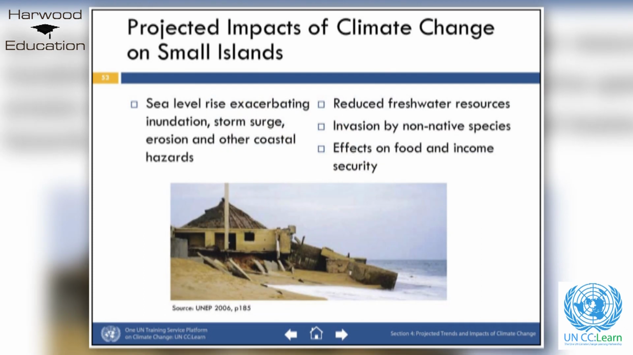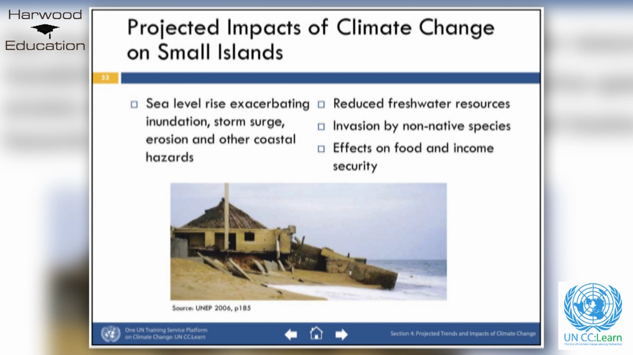Projected impacts of climate change on small islands. Many small islands, for example in the Caribbean and the Pacific, will experience reduced water resources to the point where they become insufficient to meet demand during low rainfall periods. Sea level rise will lead to the infiltration of freshwater resources by saltwater, making it undrinkable.